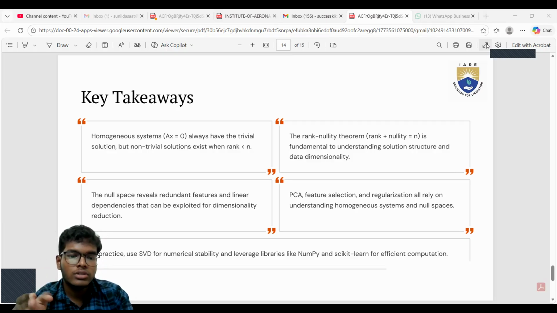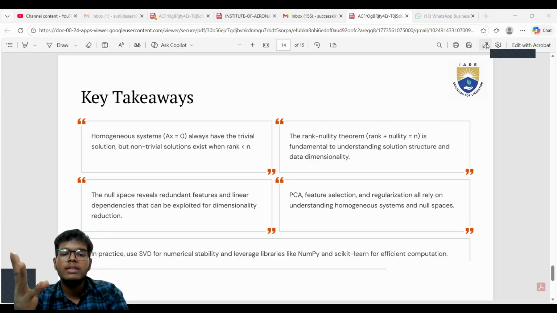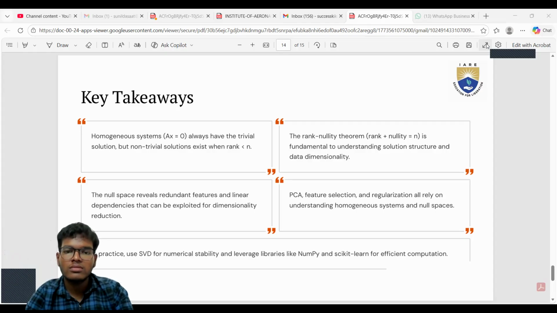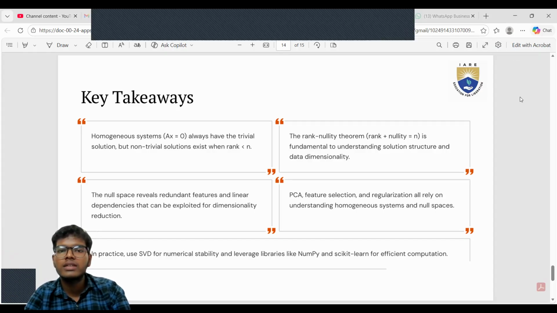In practice, use SVD for numerical stability and leverage libraries like NumPy and SciPy and scikit-learn for efficient computation. So in this video, we discussed homogeneous systems and data science.